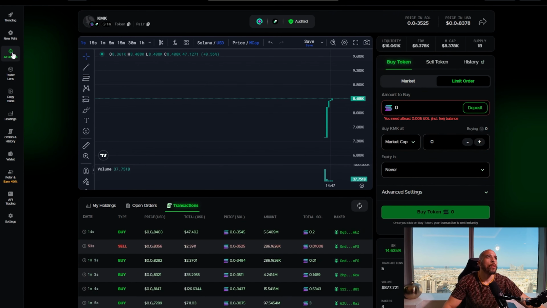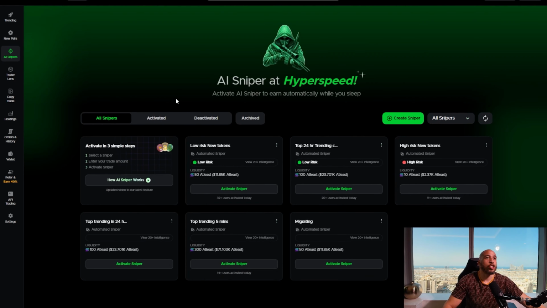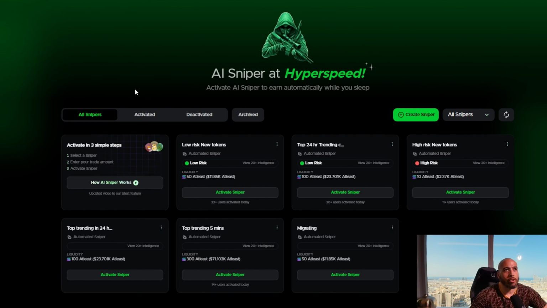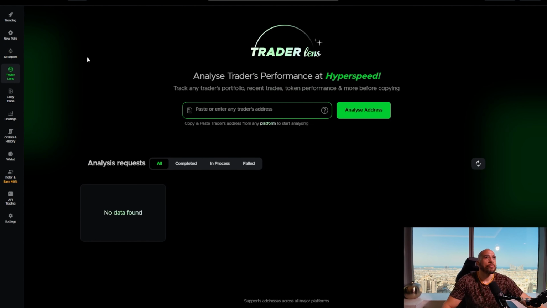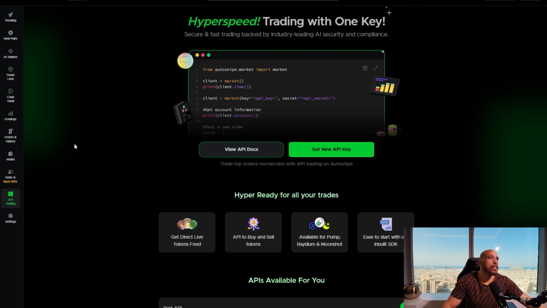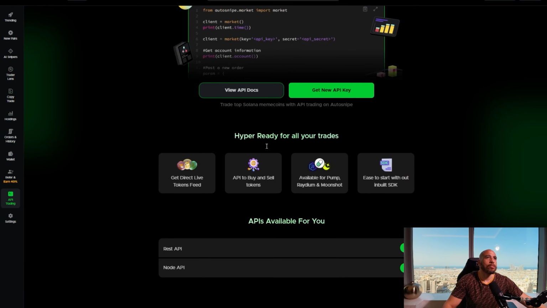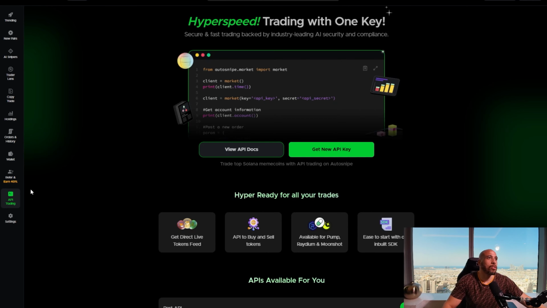Very cool. Also, you've got sniper tools. Now this is crazy. It's an AI sniper at hyperspeed. These are tokens that you can snipe fast using AI. Let's keep going down. API trading looks really good as well. It's got some cool stuff there with the API.